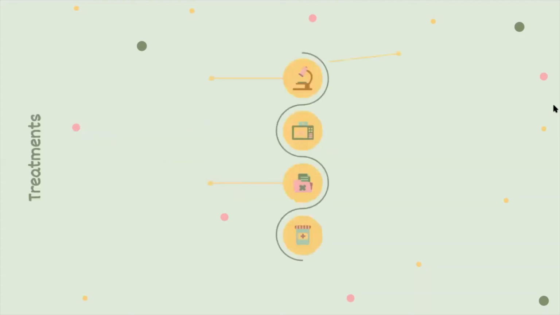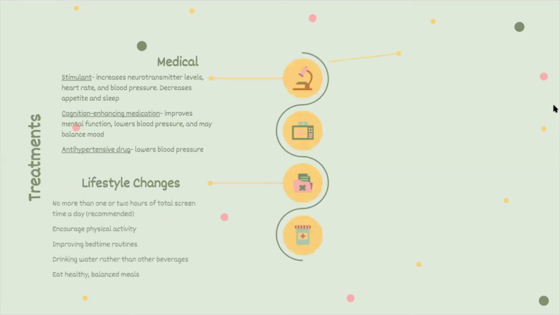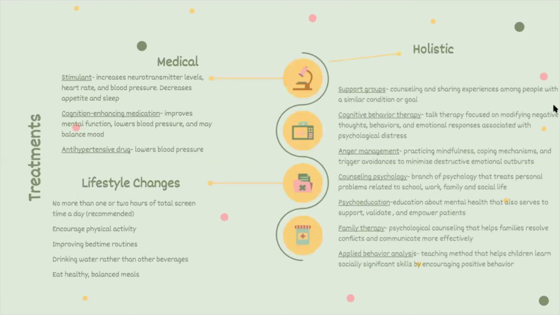This is the treatment section for ADHD. On the medicine side, there are some options, and they are stimulants, which help increase the neurotransmitter levels, cognition enhancing medications that improve the mental function, and antihypertensive drugs that help lower blood pressure.